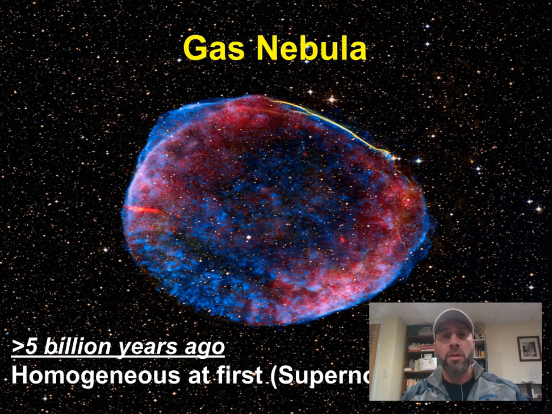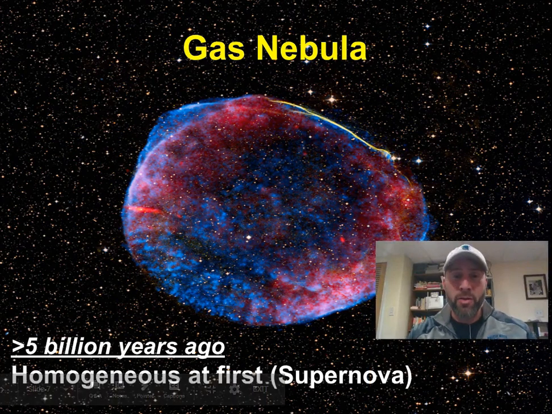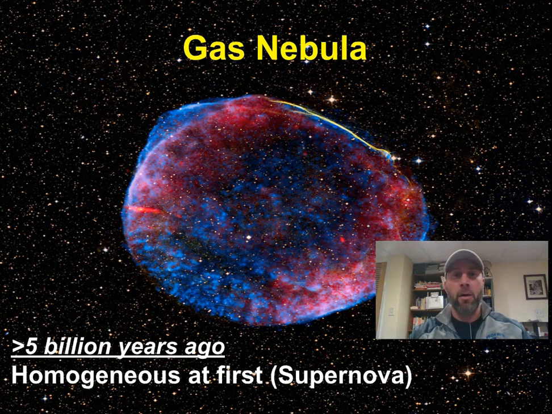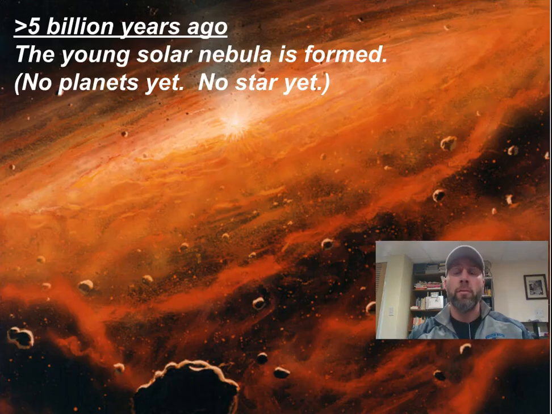Our solar system started off as a gas nebula about 5 billion years ago. So if you did the math there, it's about, not quite, but almost 10 billion years had gone by before our sun was even around. We started off as this gas nebula, which was just a homogeneous mix of gases out there in space. Homogeneous, if you don't remember, means it's uniform throughout. So it was just consistent.